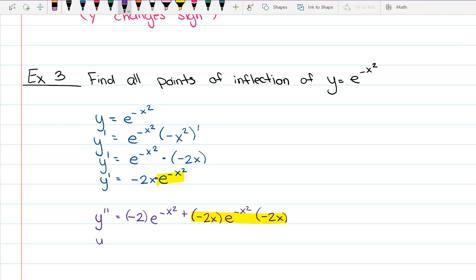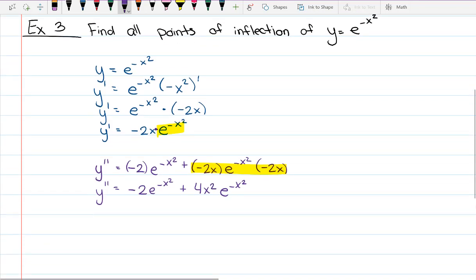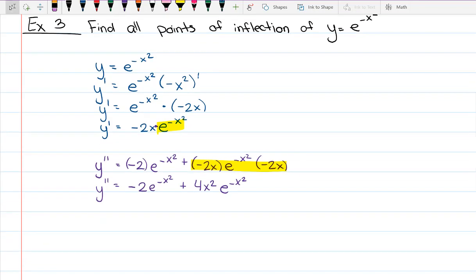So we get the second derivative is equal to negative 2e to the negative x squared plus 4x squared e to the negative x squared. Now what we need to do is set it equal to 0. So you get that 0 is equal to, and I'm going to factor out my e to the negative x squared.